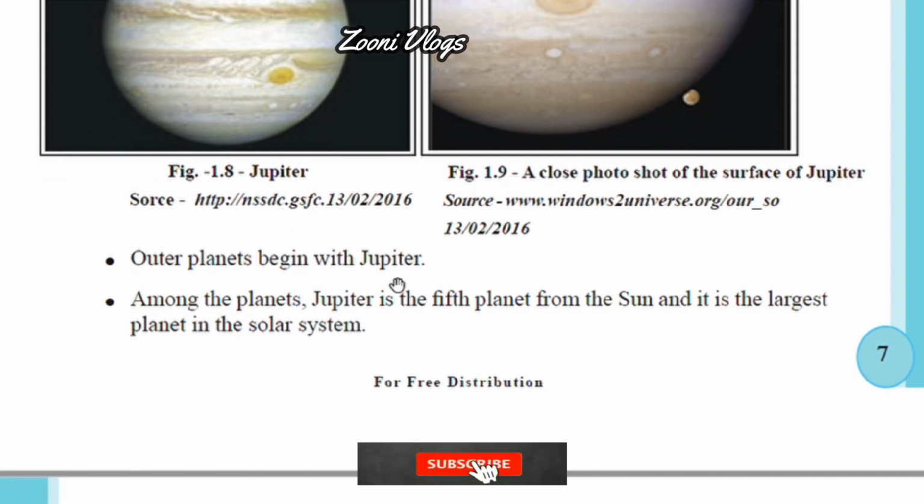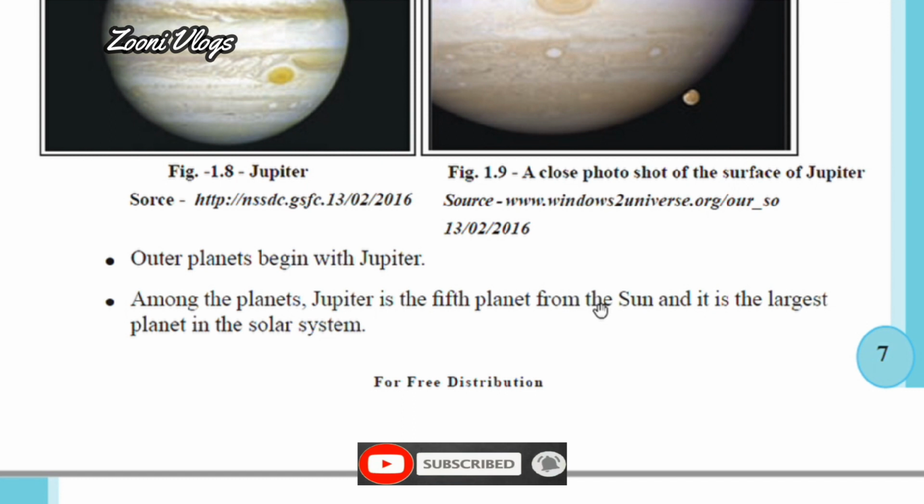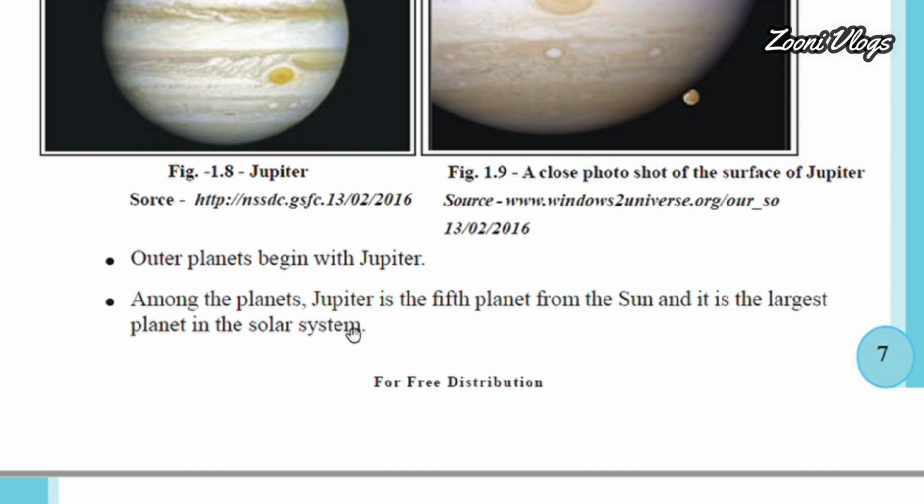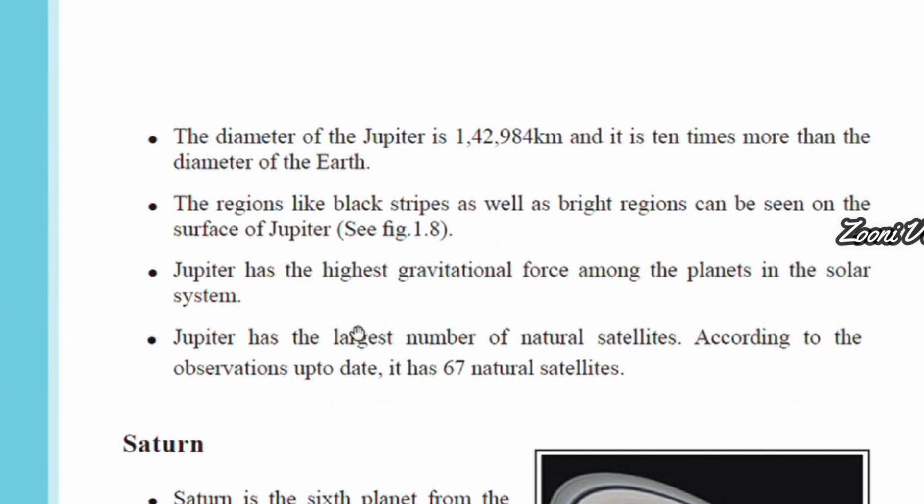Among the planets, Jupiter is the 5th planet from the Sun and it is the largest planet in the solar system. The diameter of Jupiter is 142,984 kilometers, which is 10 times the diameter of the Earth. Regions like black stripes as well as bright regions can be seen on the surface of Jupiter.